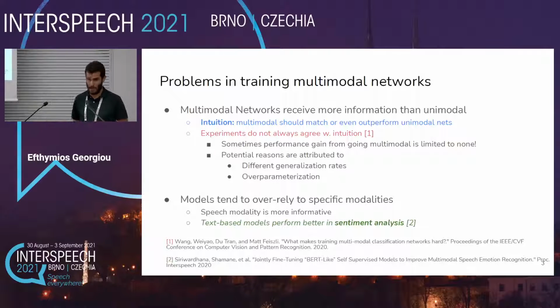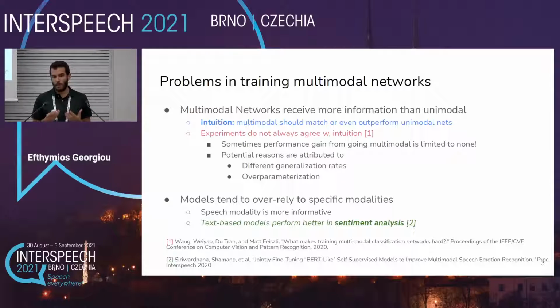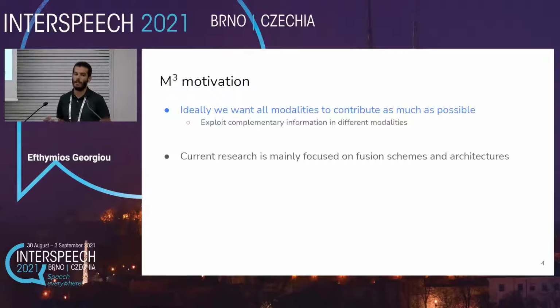In the sentiment analysis paradigm, although the speech modality is assumed to be the most informative one, text is usually more robust, and therefore text-based models perform better in sentiment analysis tasks. This results in models that tend to over-rely on that particular modality in order to make a correct prediction. Ideally, we would like all modalities to contribute as much as possible.